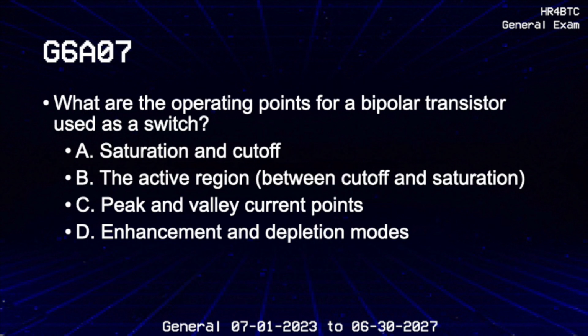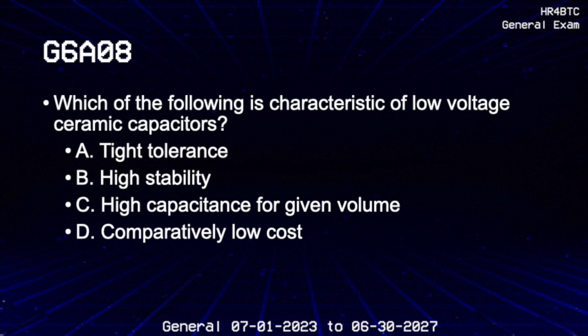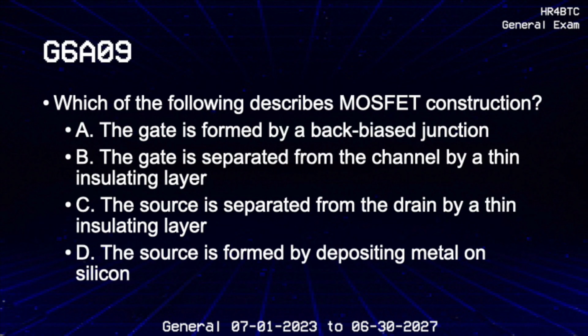What are the operating points for a bipolar transistor used as a switch? Saturation and cutoff. Which of the following is characteristic of low-voltage ceramic capacitors? Comparatively low cost. Which of the following describes MOSFET construction? The gate is separated from the channel by a thin insulating layer.